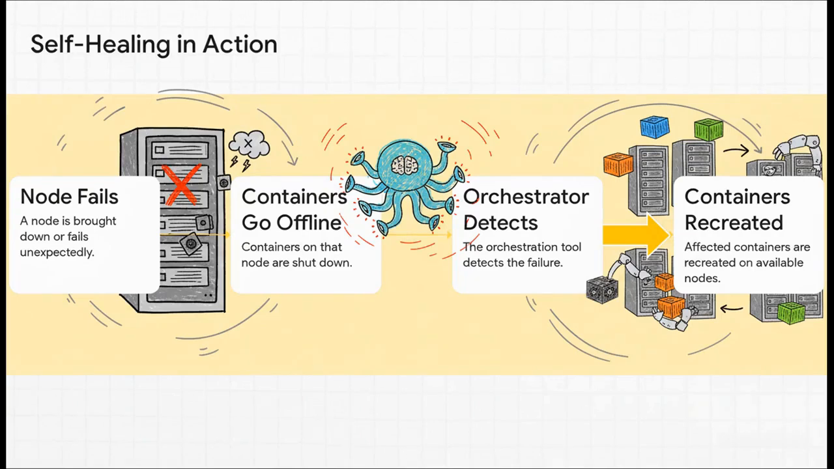And this is where the real magic happens, self-healing. Let's say one of your servers fails. The orchestrator sees that happen instantly. And what does it do? It automatically starts up new replacement containers on other healthy servers. There's no human involved. This is happening all the time, behind the scenes, and it's the reason why the big services you use almost never seem to go down.